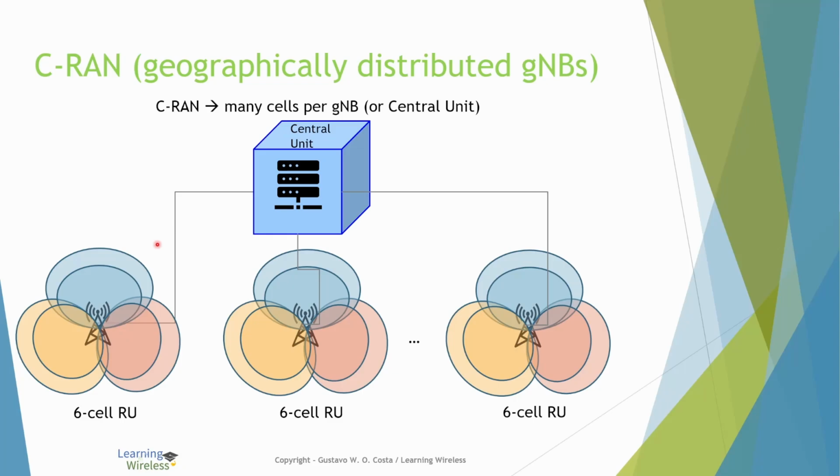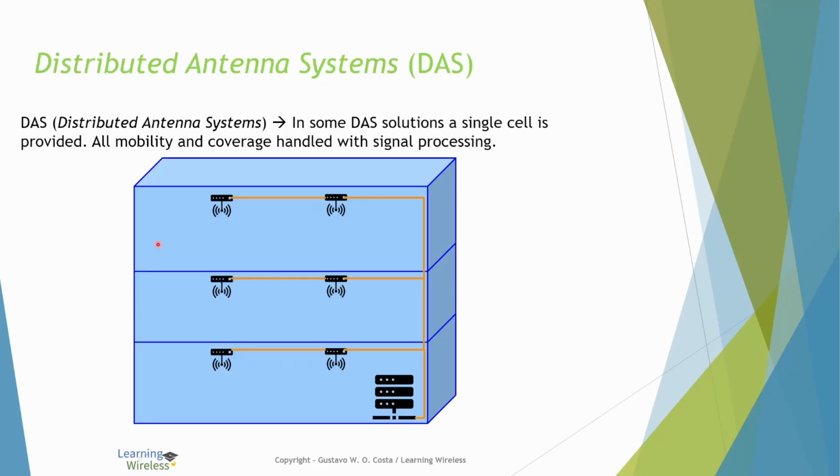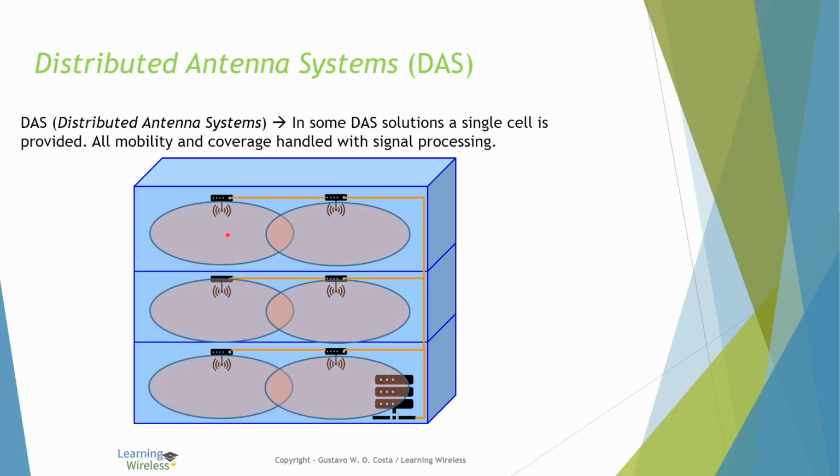But there are also deployments which go exactly in the opposite direction. One example is some distributed antenna systems that can be used, for example, for indoor coverage. The complete mobility and coverage is handled at the signal processing level. So despite the fact that you would have multiple transmission points and a certain coverage area, you could have the same cell ID assigned to all of these coverage areas, and everything would then be handled by the centralized processing.